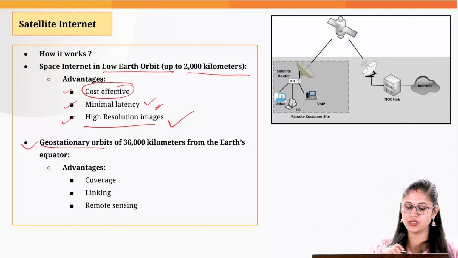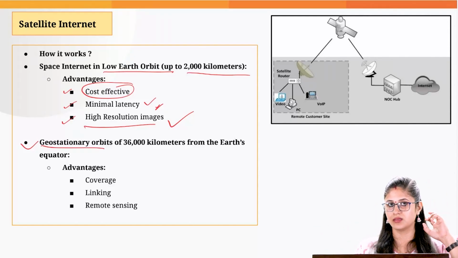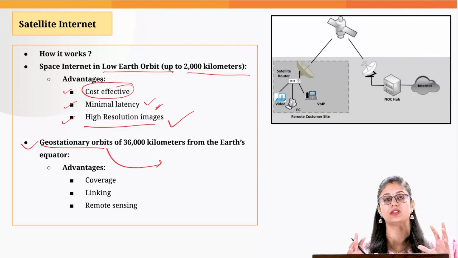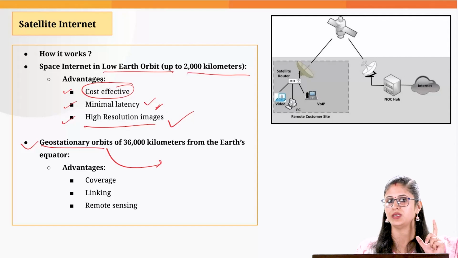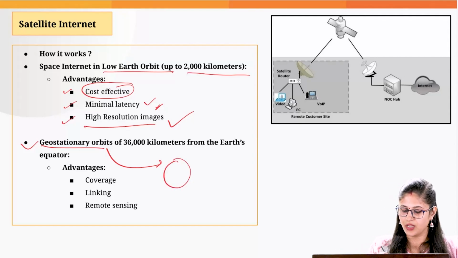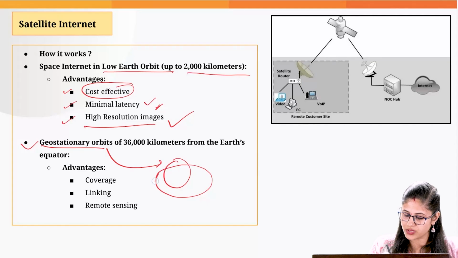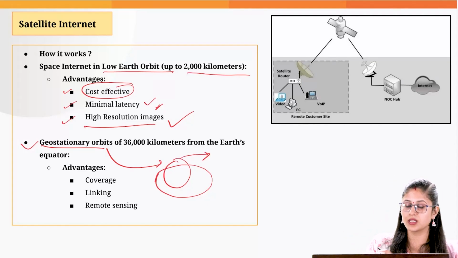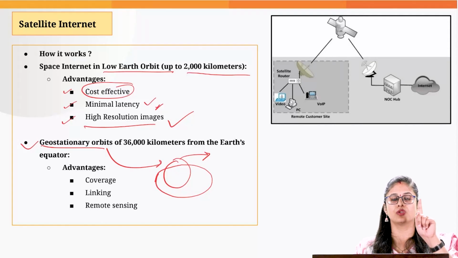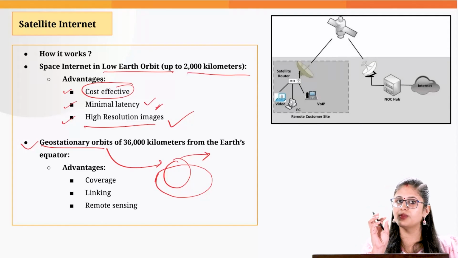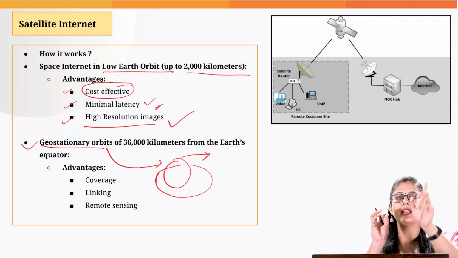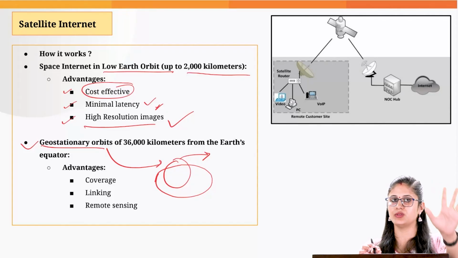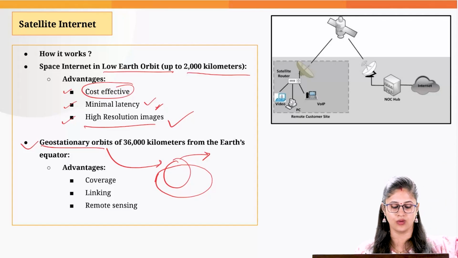Then when it comes to geostationary orbits, if I place a satellite in this orbit, what is the benefit? Why is the name geostationary? You need to understand this. This satellite would complete its revolution around the Earth in the same time in which the Earth completes one rotation. That is the reason the ground observer would see the satellite at the same position. So for the ground observer, a satellite placed in geostationary orbit would remain stationary.